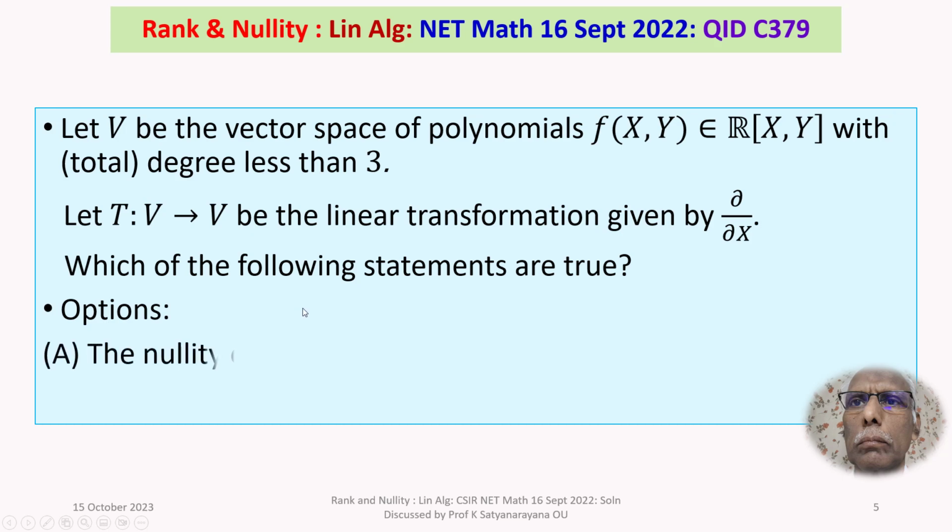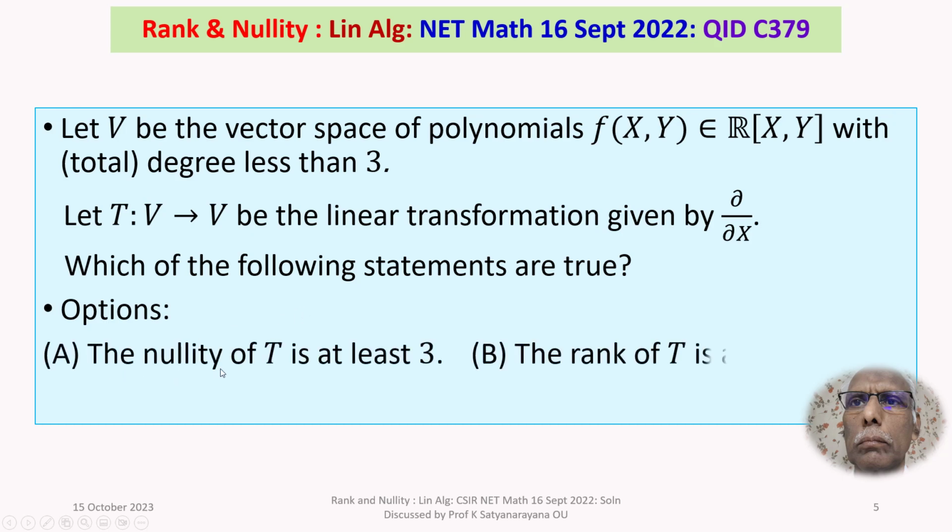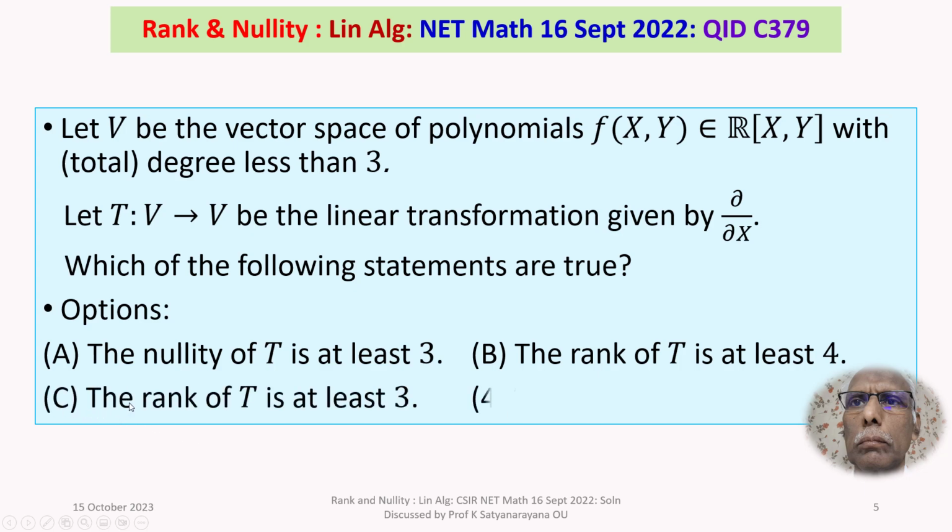We are given four options. Option A, the nullity of T is at least 3. Option B, the rank of T is at least 4. Option C, the rank of T is at least 3. Option D, T is invertible.